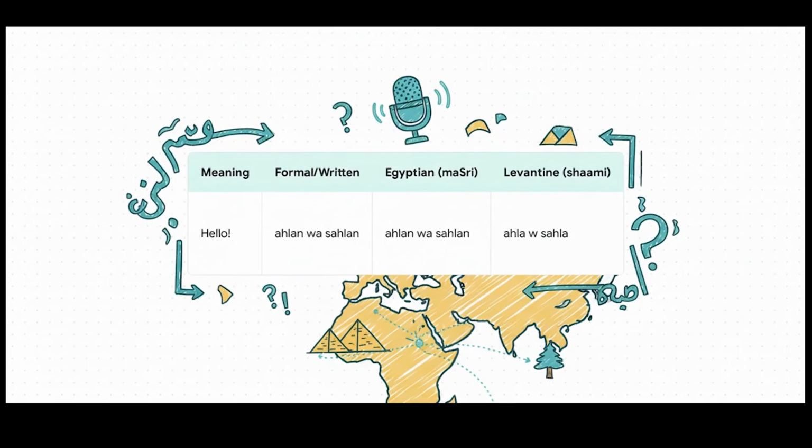But hold on, before you start to panic and think, oh great, I have to learn two completely separate languages, just take a look at this. This shows just how similar they can be. The greeting for hello is almost identical across formal, Egyptian, and Levantine Arabic. And the truth is, the huge majority of the vocabulary is shared across all forms of the language.